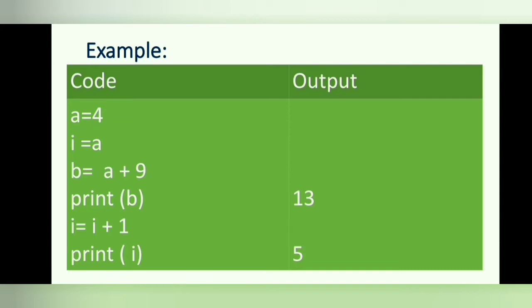The value of A is 4. 4 + 9 is equal to 13. 13 is assigned to B, so the output will be 13. I = I + 1, print I. The output will be 5. The value of I is 4. 1 is added to 4. The result 5 is assigned to I, so the new value of I is 5.